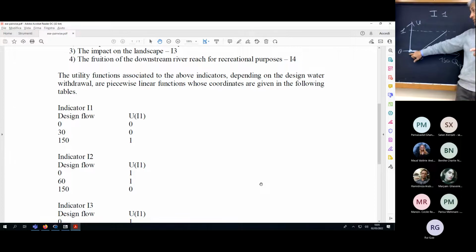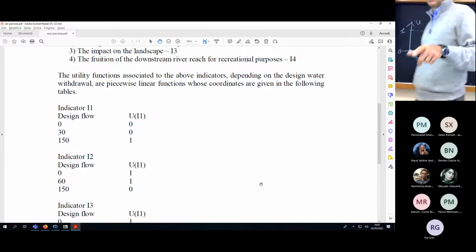So the change from design flow 0 to design flow 30 is linear. It's utility 0. It's linear. It's described by a segment. And then you have an interruption of linearity here because there is a bend of this curve, but then the function remains linear between 30 and 150. So it's a piecewise linear function. It's a function which is overall nonlinear, but it's assembled by the composition of individual piecewise linear functions. And the same for the other criteria.